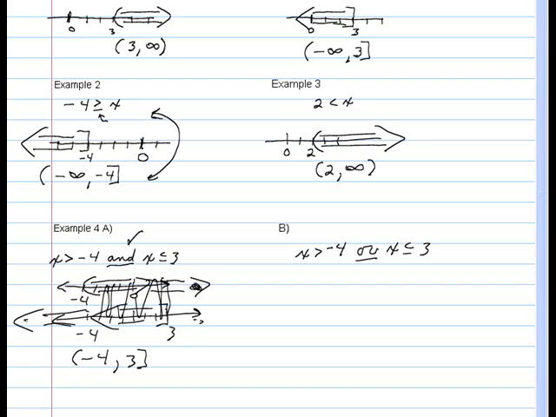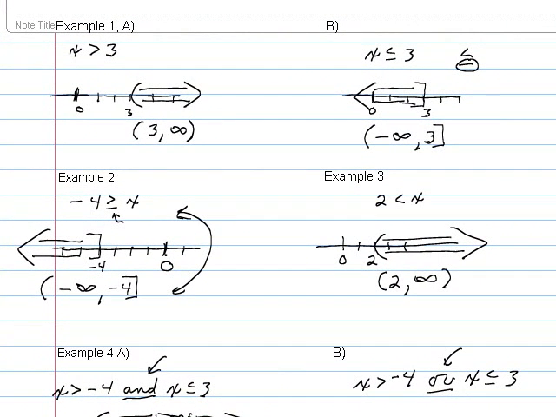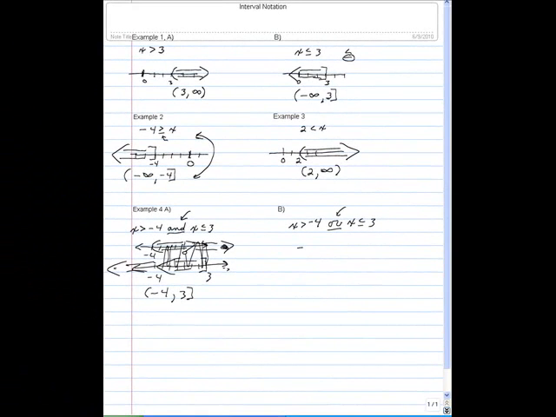Now an AND statement is very much different than an OR statement. For an AND statement, the x's have to be in both intervals. That's what restricted this to -4 to 3. Now consider the solution to x is greater than -4 or x is less than 3. For x to be a member of this set, it only has to satisfy one of those.